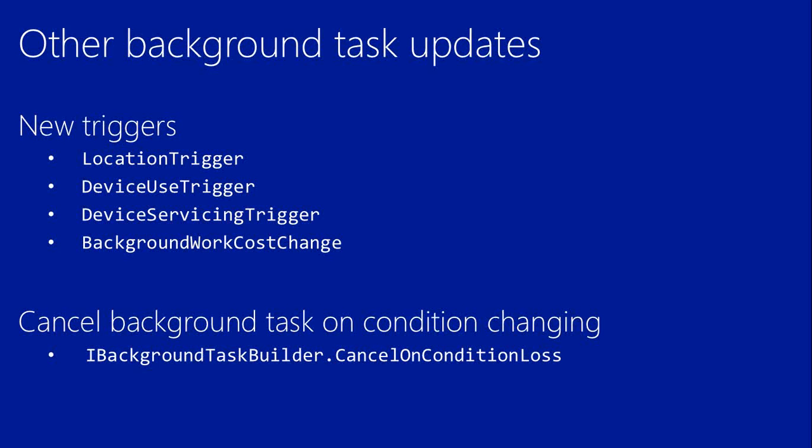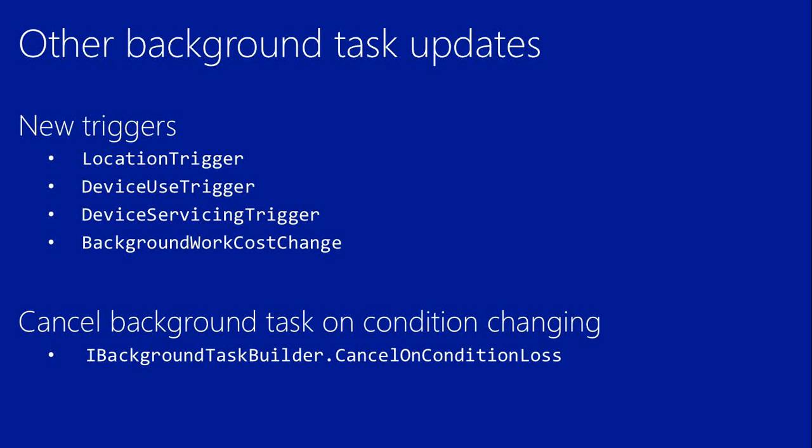Other background task updates, new triggers: we have seen the location trigger, device use triggers, which is for USB and Bluetooth device sync. Background work cost change. This is another new trigger in 8.1, which basically tells you whether you can do more activity or less activity according to the condition of the system at that point. So if the background work cost is low, that means you can do more activity in the background task, and if it is high, that means you need to lessen it.